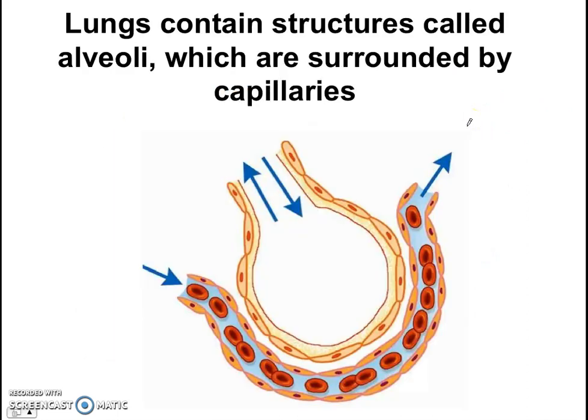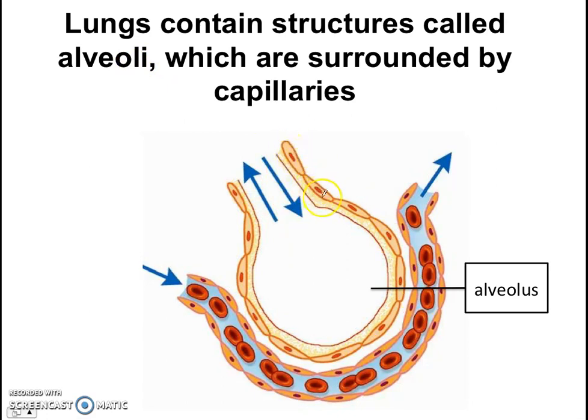So lungs contain structures called alveoli, or air sacs, which are surrounded by capillaries. So here's a diagram of that. In this diagram, first thing to say is that you see one alveolus. Alveolus is the singular word. So one alveolus, and if you have many, then you get many alveoli. So this is an air sac over here in this diagram.